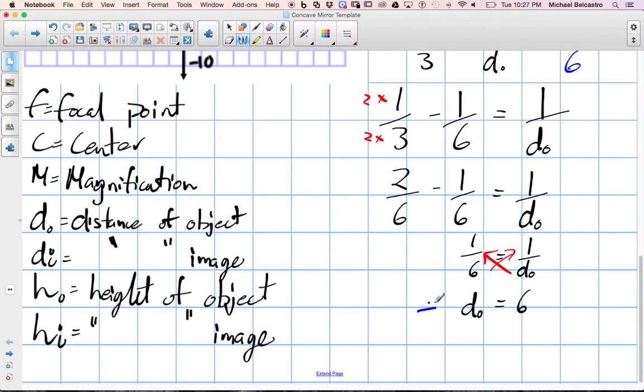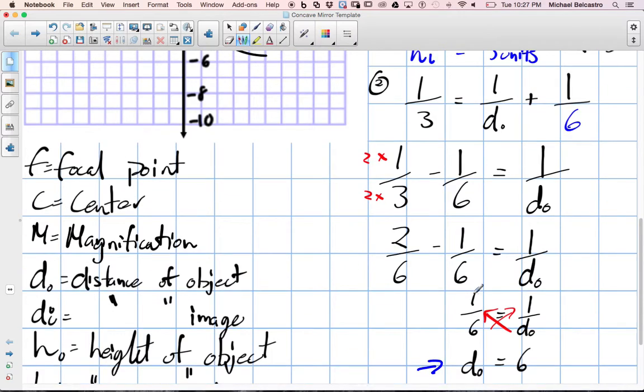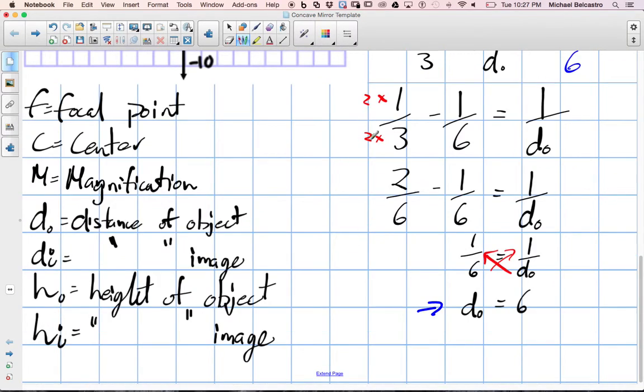With that being said, we have the distance of our object. That works out really nice. So we have the distance of our object. So that adds a little more. We also have our third formula.